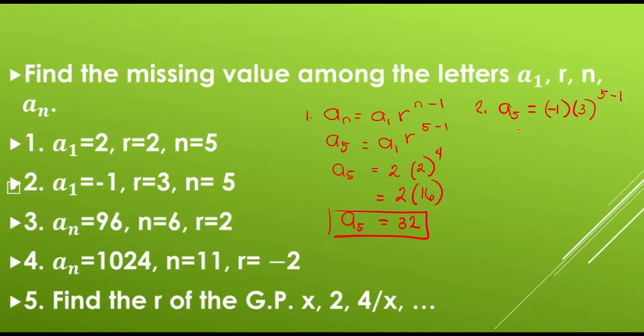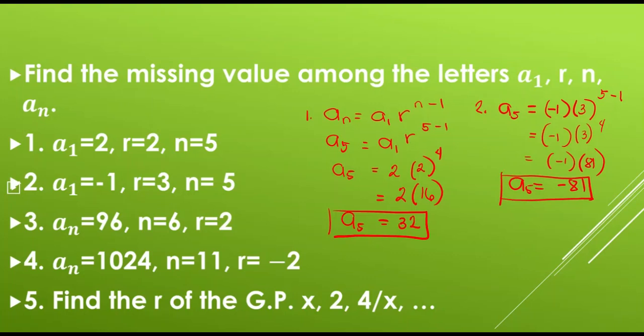Minus 1. So a sub 5 is equal to negative 1 times 3 raised to 4. 3 times 3 is 9, times 3 is 27, times 3 is 81. So 81, then negative 81. So a sub 5 is negative 81. Okay? I hope you got that correctly.